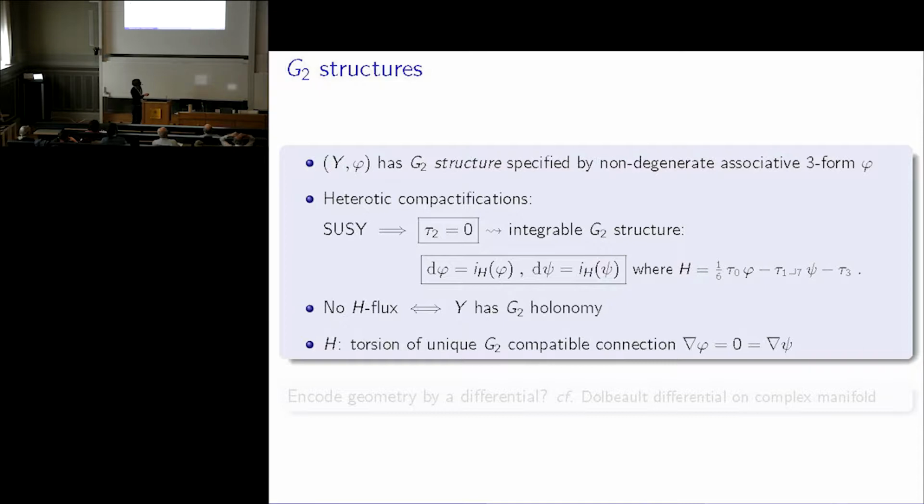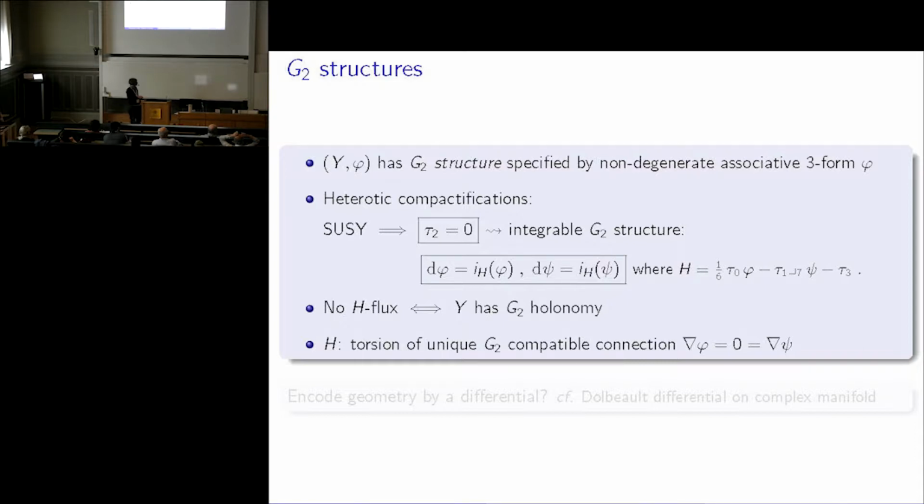So we can actually rewrite these constraints in the following way: d phi is the insertion operator of the flux H on phi. Now, we'll define this insertion operator a bit later, but this is a nice compact way of describing these constraints. And d psi is the insertion operator of H on psi, and this way of writing it works whenever tau 2 is 0.